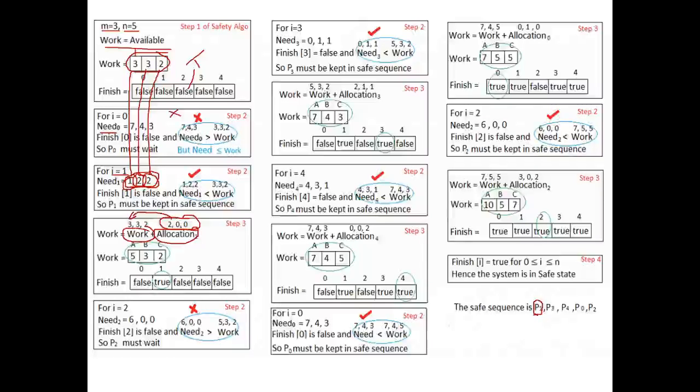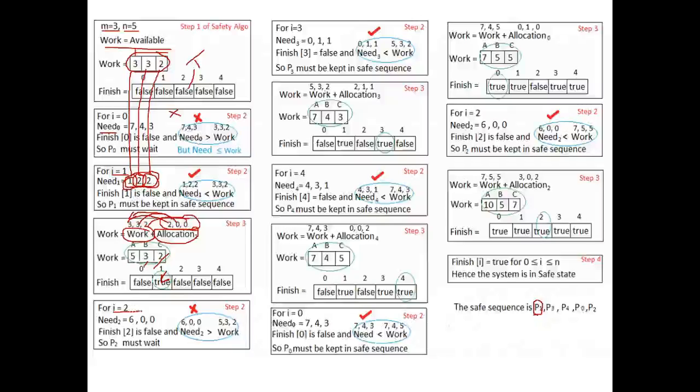See, 3 plus 2 it is 5, and 3 plus 0 it is again 3, and 2 plus 0 it is again 2. So now the available will increase because P1 has released the previous allocation. Now available has increased here and we have made process P1 true, means it is the first process whose demand can be fulfilled.